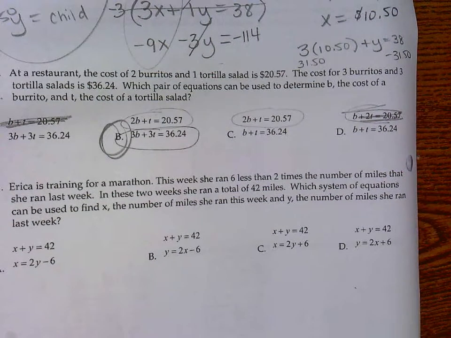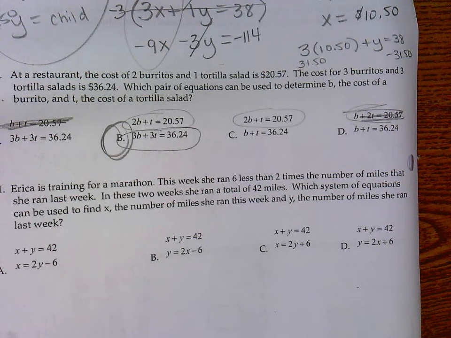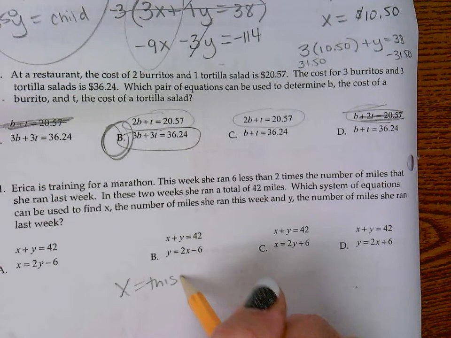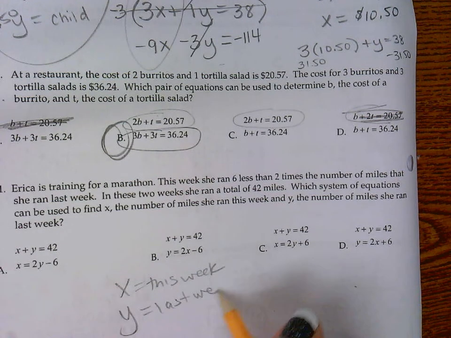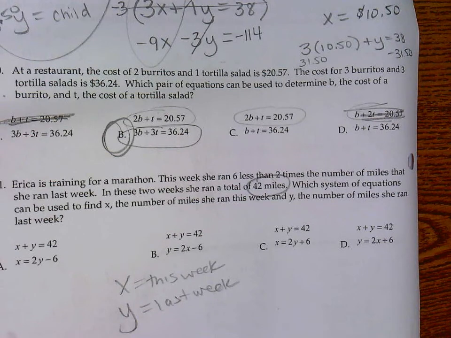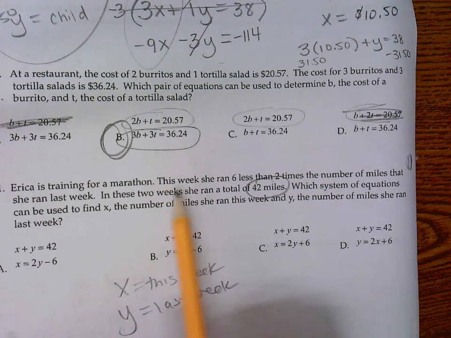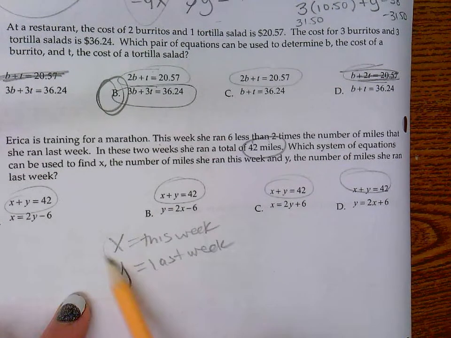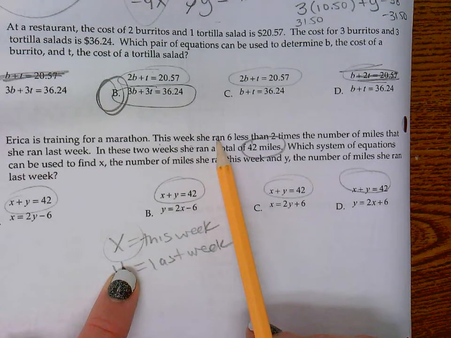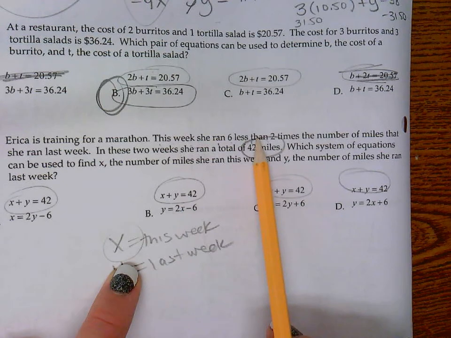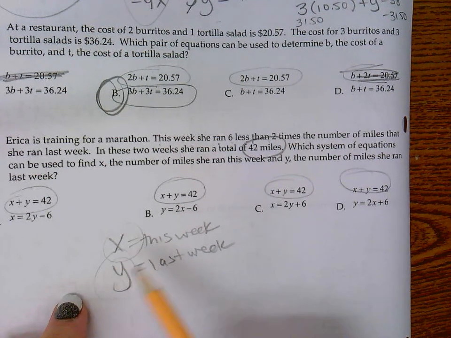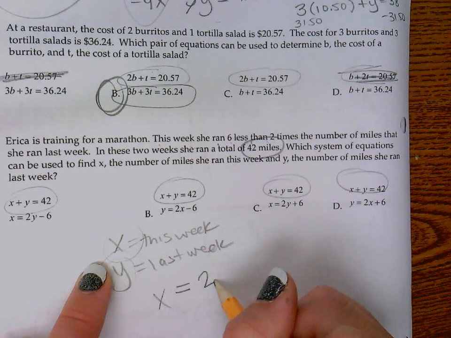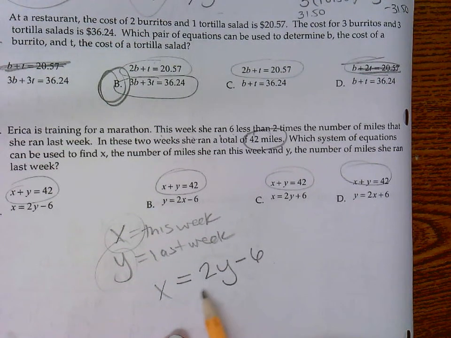Erica's training for a marathon. This week she ran 6 less than 2 times the miles she ran last week. In these 2 weeks, she ran a total of 42 miles. So they want X. X is this week and Y is last week. So this one's easy. So the easiest equation is that X plus Y has to equal 42, and it looks like every equation is there. So this week, which is X, she ran. So to me, that means X equals 6 less than 2 times last week. So 2y. So this week she ran 2 times last week minus 6. I think I'm looking for this equation. X equals 2y minus 6, so choice A.